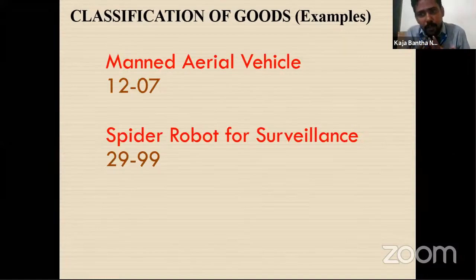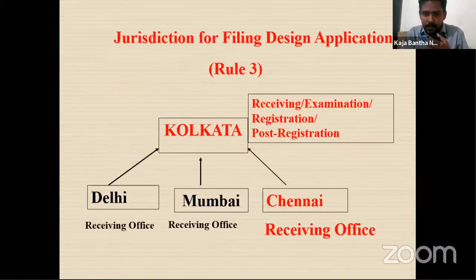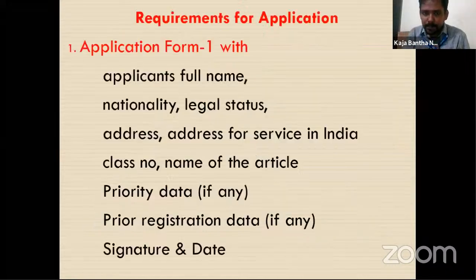The Locarno codes are given for the patent numbers. You see, the well-known patent office places are Kolkata, Delhi, Mumbai, and Chennai. We are in Chennai, so we are filing patents directly at the Chennai IPR office. For design patent files, receiving, examining, registration and post-registration, all the things are done only by the Kolkata office. For patents, all the offices take care. That is a different thing.